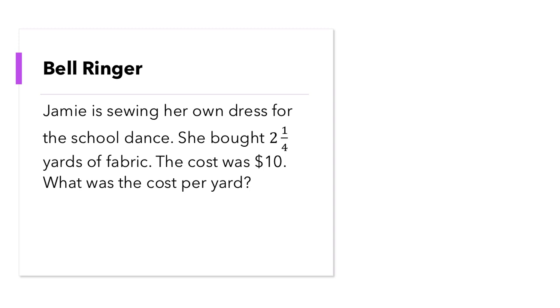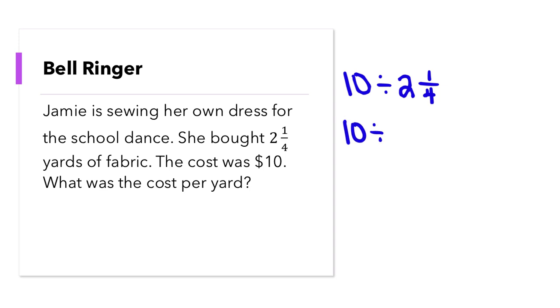All right, Wesley, what'd you do? So I divided 10 by 2 1/4, and I got 4.4 repeated, so I rounded that to $4.44. How did you get 4.4 repeated when you used 10 divided by 2 1/4? Which number did you change? Did you change any of these numbers? I changed 2 1/4 to 2.25.